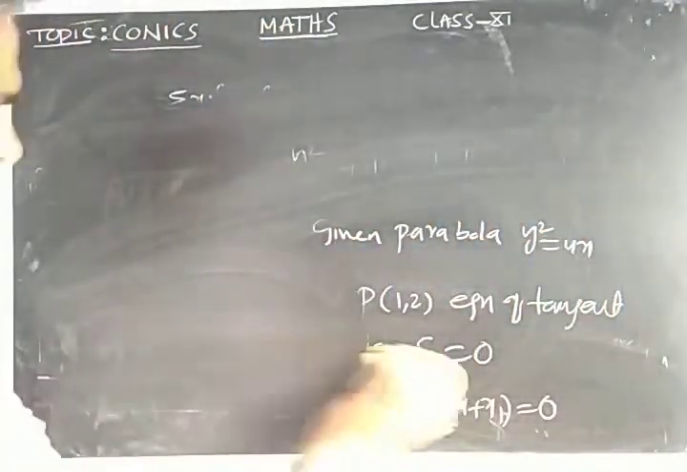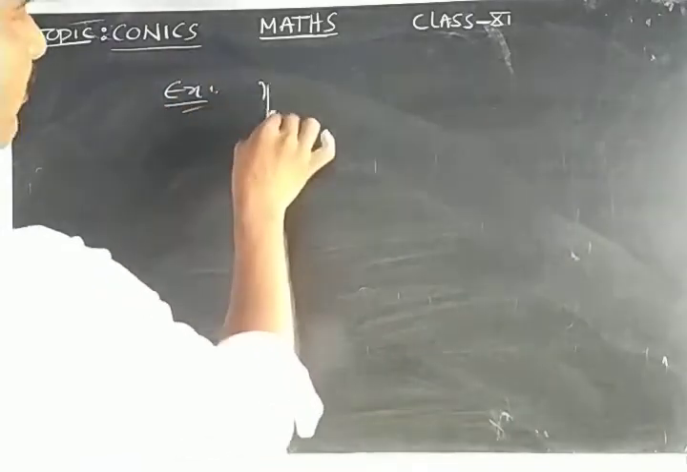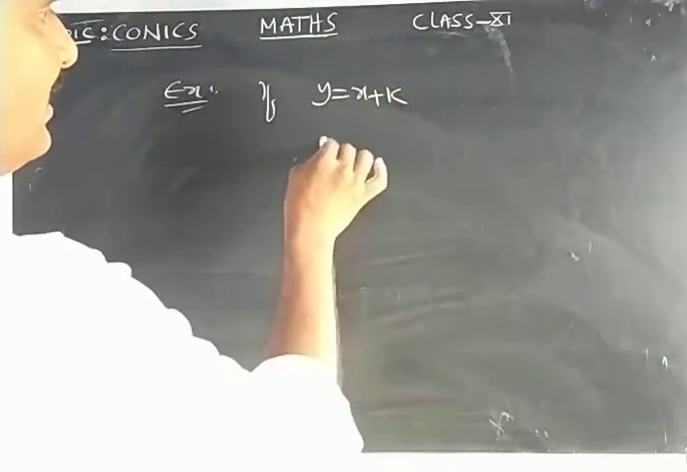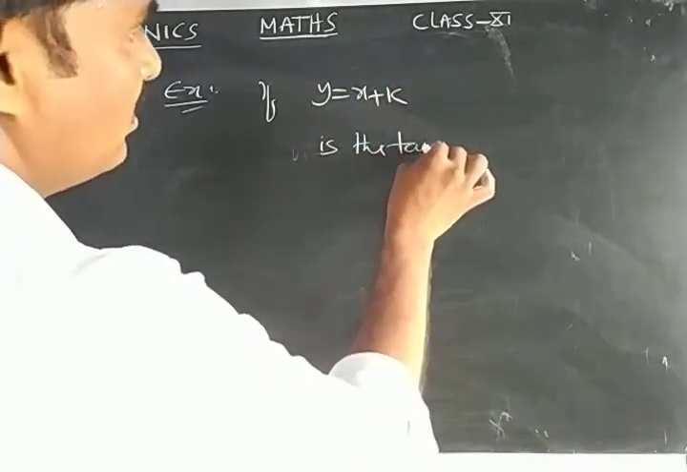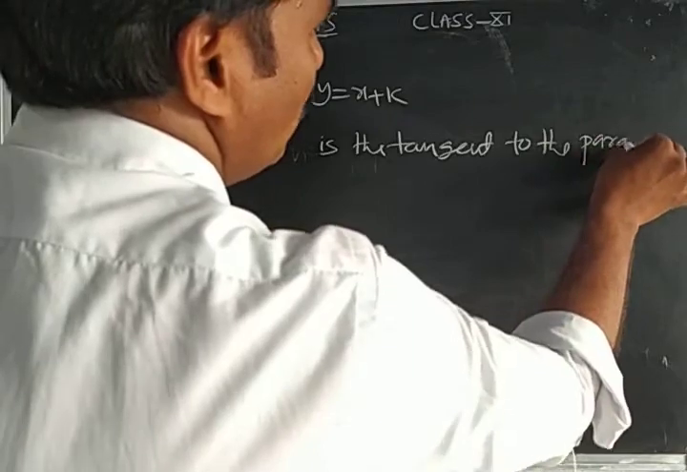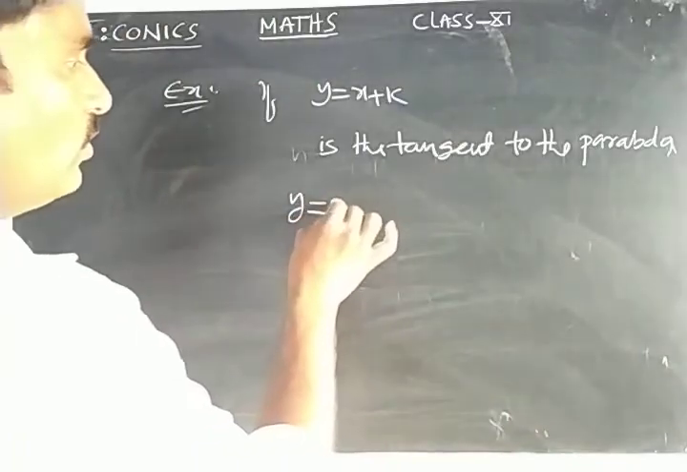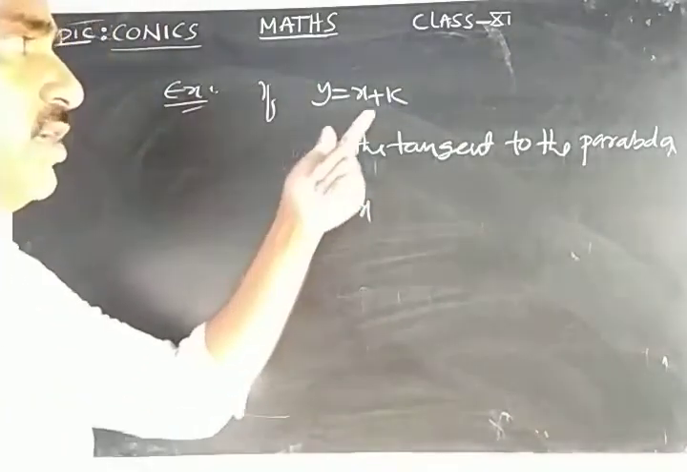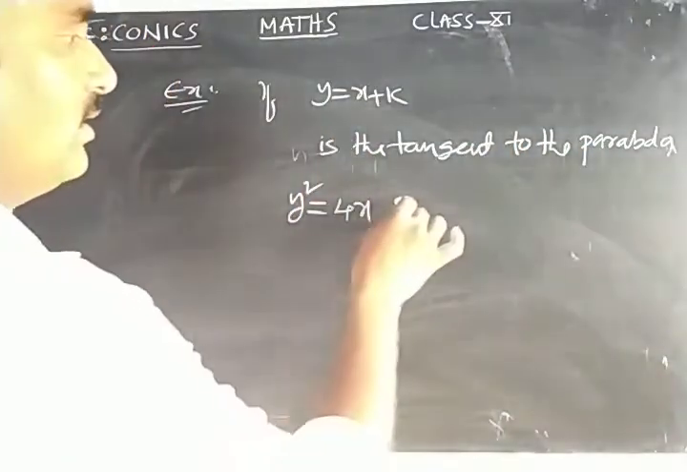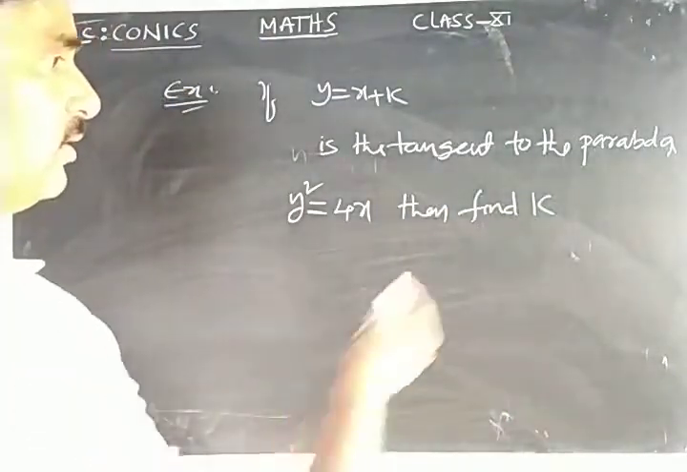Now one more problem. Example 2. If y equal to x plus k is the tangent to the parabola y square equal to 4x, then find k. Okay. Then to find k, what is the condition? We have to compare.